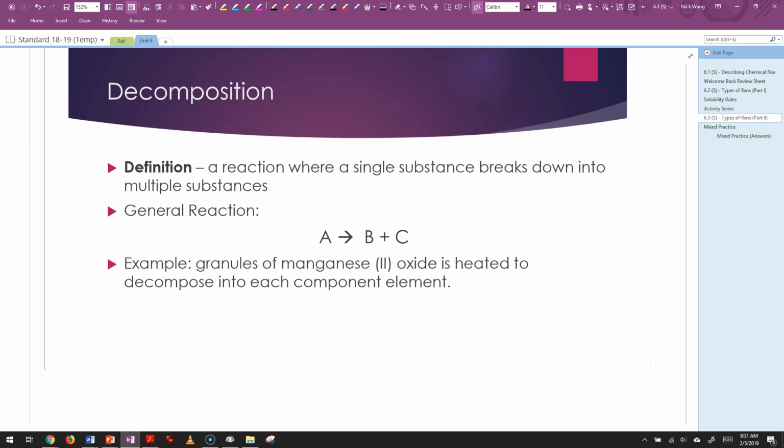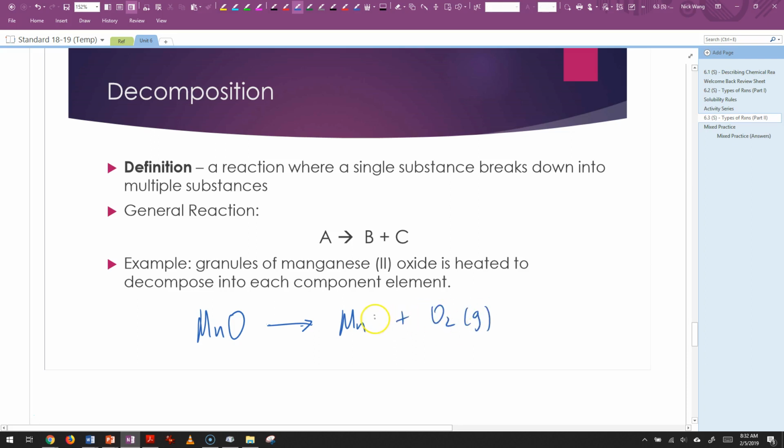Granules of manganese(II) oxide is heated to decompose into each component element. All right, so let's see. Manganese(II) oxide, we'll start with that. Manganese is Mn, and oxide, so that's a positive 2 for manganese, negative 2 for oxygen, MnO. That's all you have to have. And it's heated to decompose into component elements, so that means it's going to be composed to Mn, right? It's just manganese. And then oxygen, which is O2.